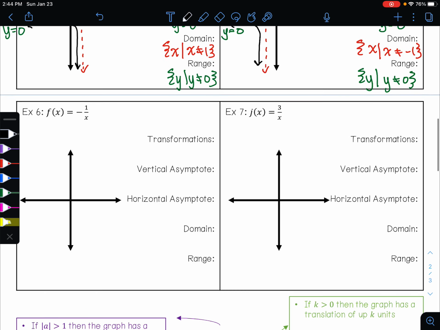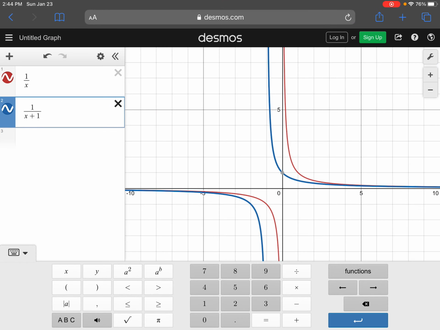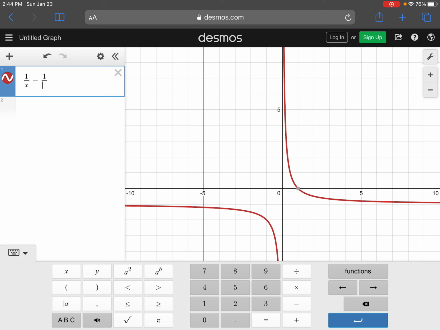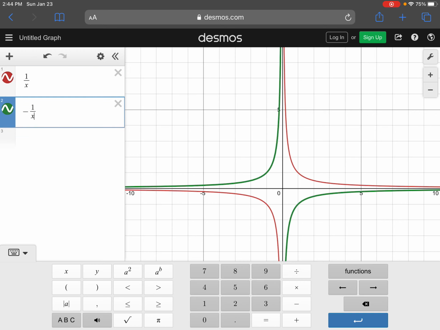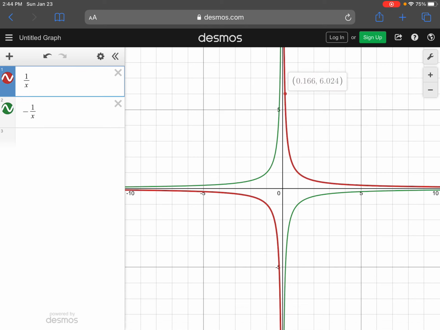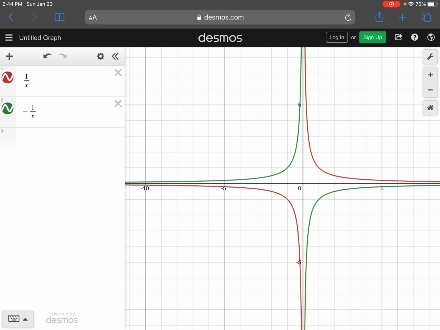Let's look at example 6. With example 6, the major change here is that now our function is negative. So if I open up Desmos, I'm going to have negative 1 divided by x. Oops, I did that in the same line. New line, negative 1 divided by x. You can see that we've had a reflection across the x-axis. What this curve is has become this green one here, and what this red curve is has become this green curve here. So we have a reflection across the x-axis.